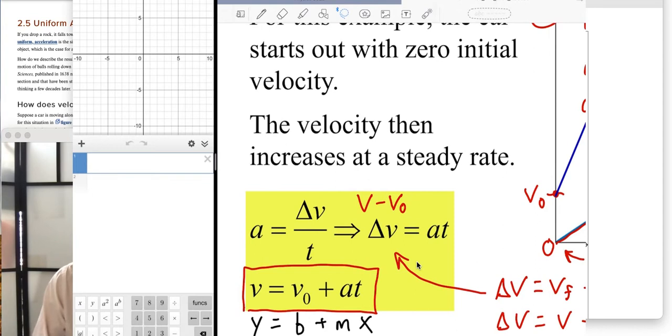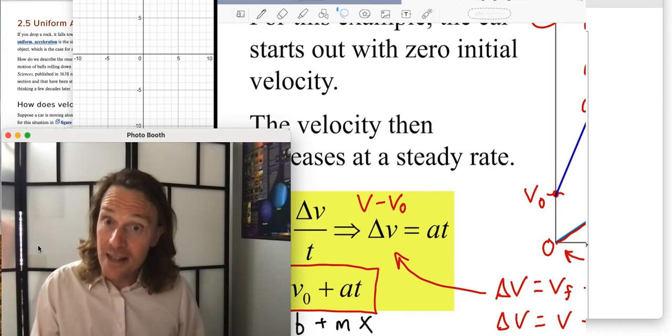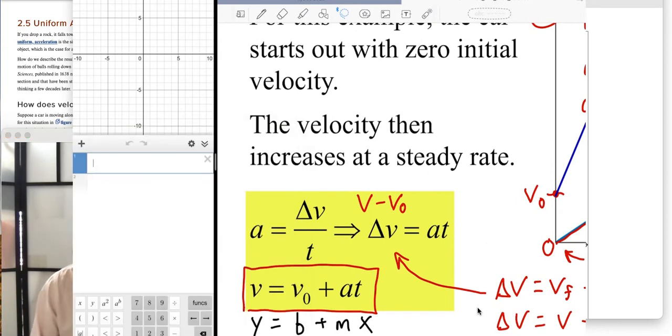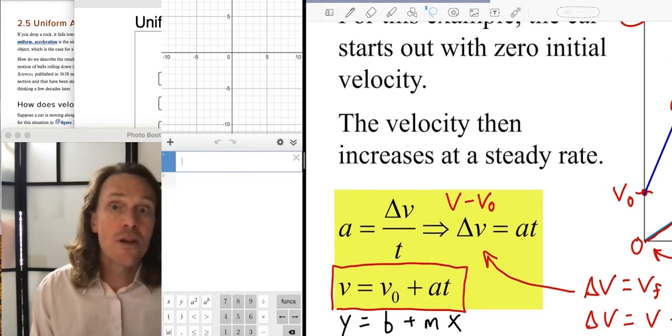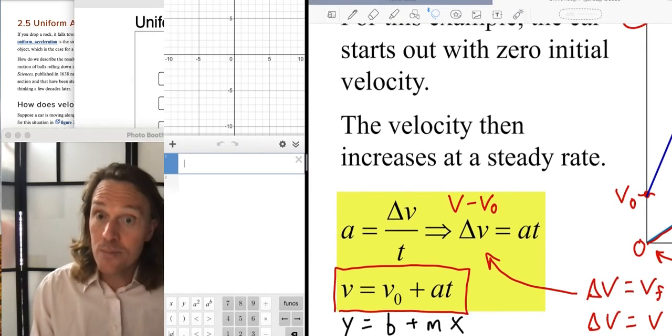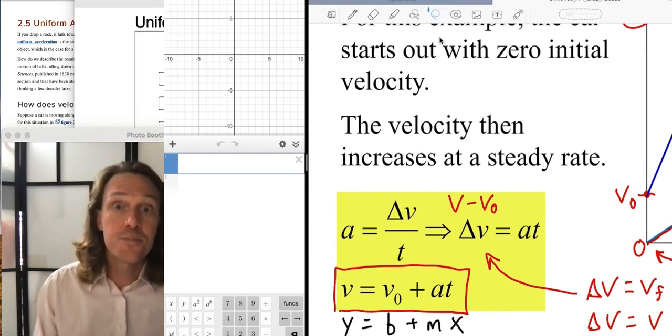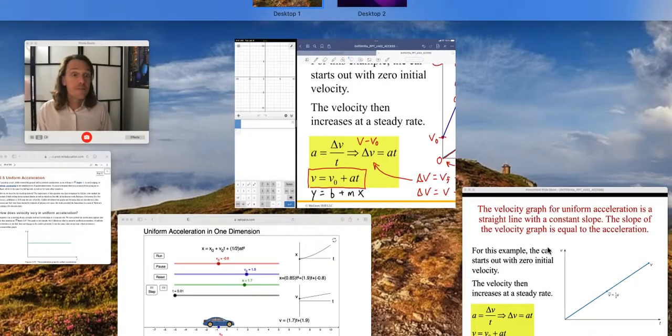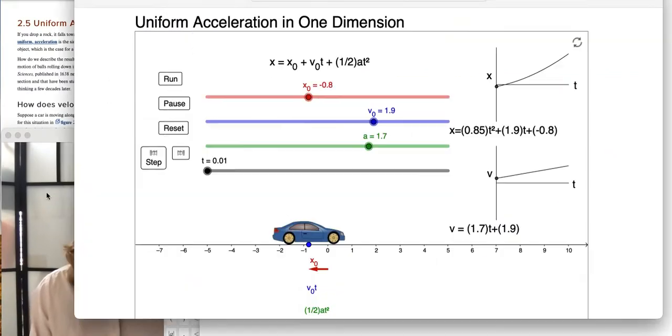V naught, the initial velocity, is the intercept, acceleration is the slope, T is the independent variable, and instantaneous velocity V is the dependent variable Y. See it? So constant acceleration, uniform acceleration leads to a case where we have the equation of a line, we have a linear velocity. Oh, here's another example of uniform acceleration. We'll get back to that one though.